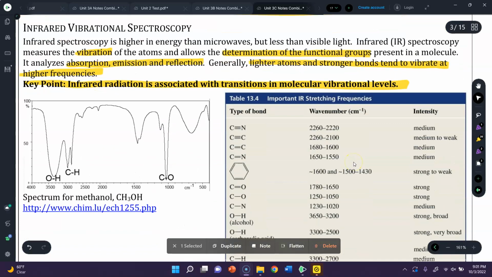Infrared vibrational spectroscopy, or IR spectroscopy, is higher in energy than microwaves but less than visible light. IR spectroscopy measures the vibration of the atoms and allows the determination of functional groups. That's like alcohol groups, CH groups, CO groups. This is highly useful in organic chemistry. So this analyzes the absorption, emission, and reflection of different functional groups. Generally, lighter atoms and stronger bonds tend to vibrate at higher frequencies, where we see that over here.